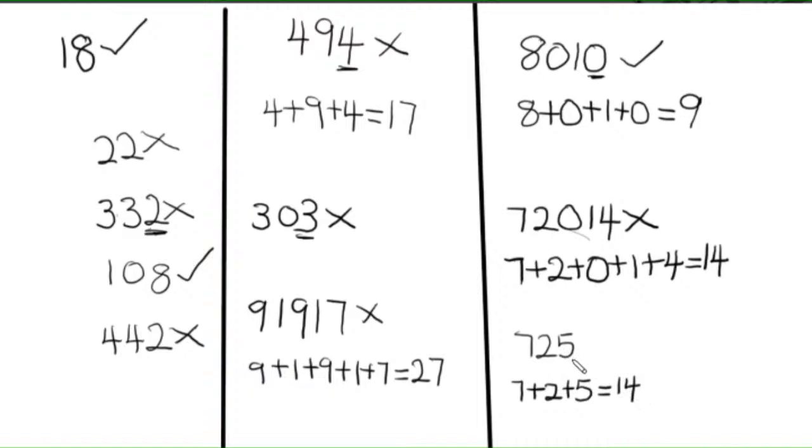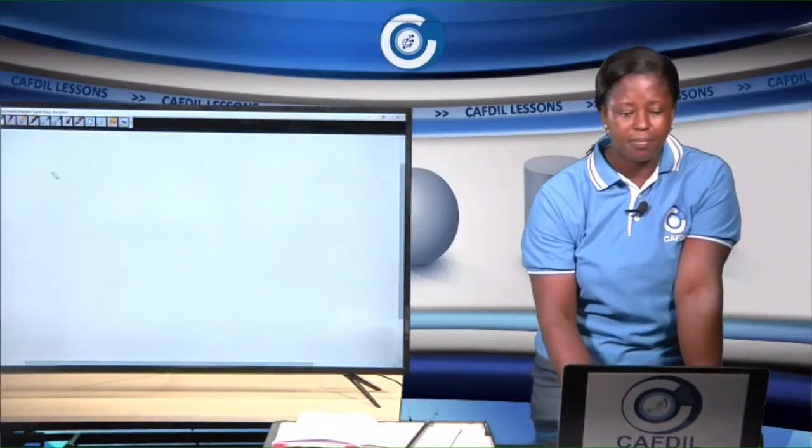When we check, the last digit 5 is not an even number. So this number, 725, is not divisible by 18. I want us to try another one.